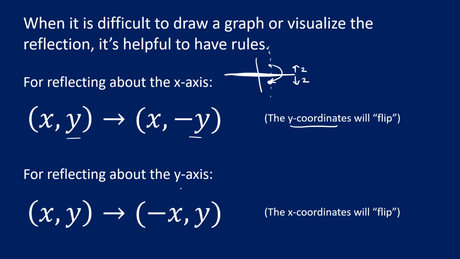Right? And we just saw if we're going about the y-axis, again, a picture is helpful. If you flip this way, you're going the same distance, okay, and the y-coordinate is going to stay the same, but the x-coordinate is simply going to change sign.